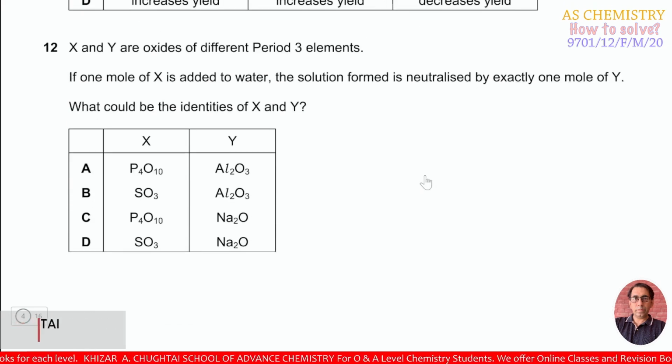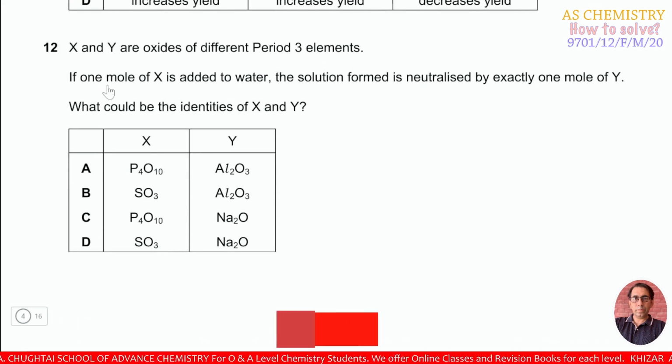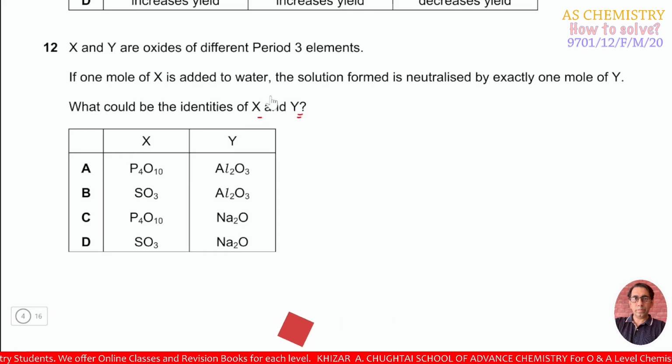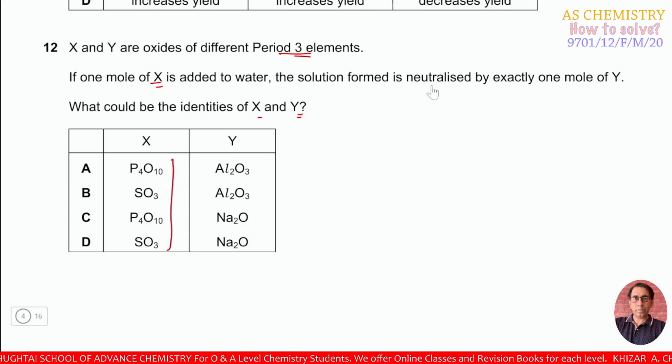Question number 12. X and Y are oxides of different period 3 elements. If 1 mole of X is added to the water, the solution formed is neutralized by exactly 1 mole of Y. What could be the identity of X and Y? Again, X and Y are oxides of different period 3 elements. If 1 mole of X is added into the water, the solution formed is neutralized by exactly 1 mole of Y.